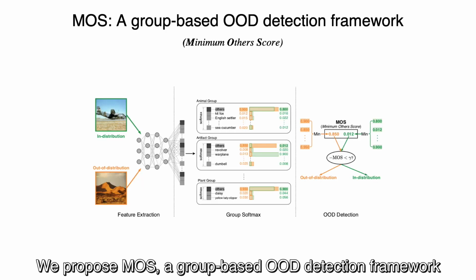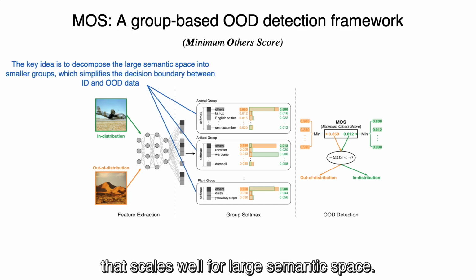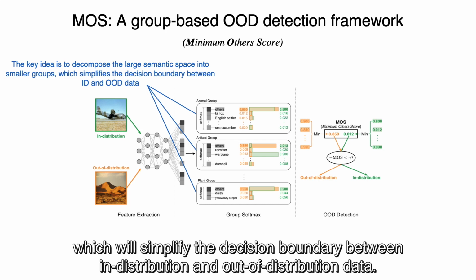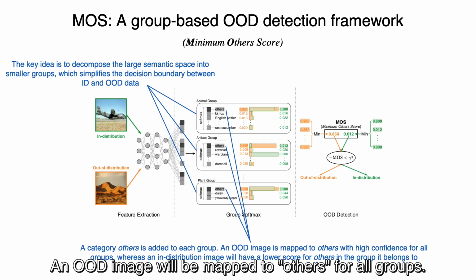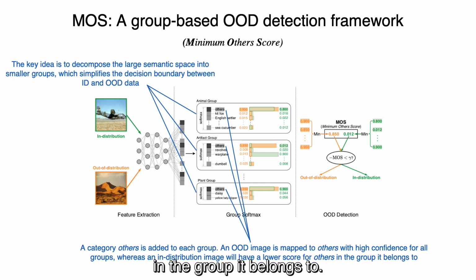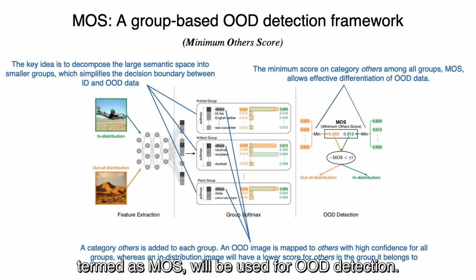We propose MOS, a group-based OOD detection framework that scales well for large semantic space. Our key idea is to decompose a large semantic space into smaller groups, which will simplify the decision boundary between in-distribution and out-of-distribution data. For each group, a category "others" is added. An OOD image will be mapped to "others" for all groups. However, an in-distribution image will be mapped to some valid class in the group it belongs to. And finally, the minimum score on category "others" among all groups, termed MOS, will be used for OOD detection.